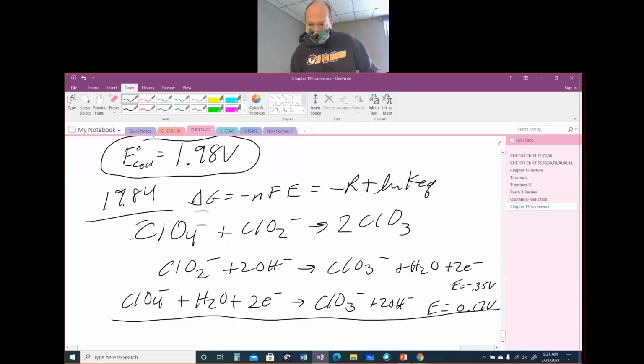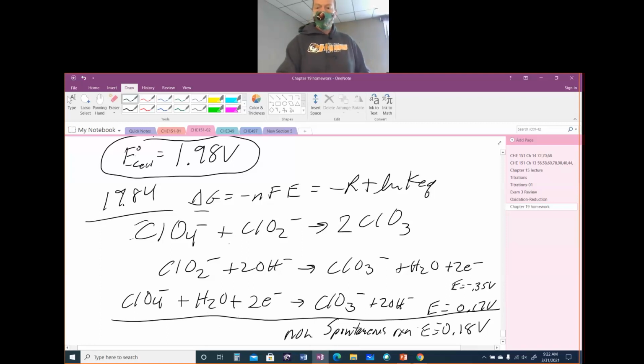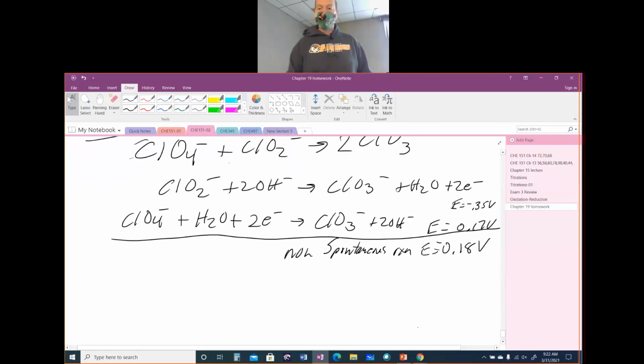When you add those up, you get your E value of negative 0.18 volts. So this one is a non-spontaneous reaction. And when it is non-spontaneous, you know that you're going to have very few products, lots of reactants. You're going to have a very small number for your KEQ.